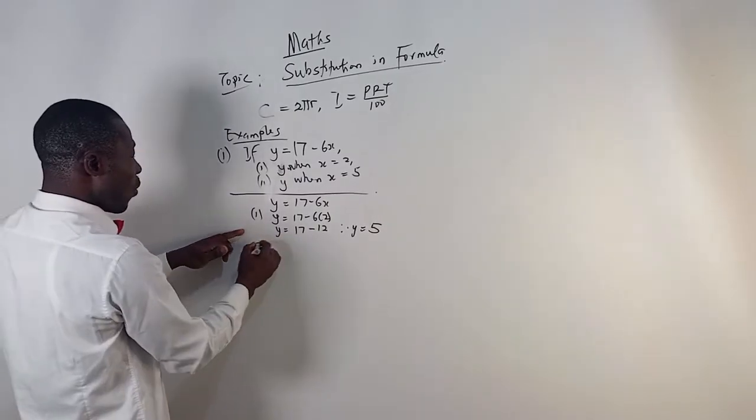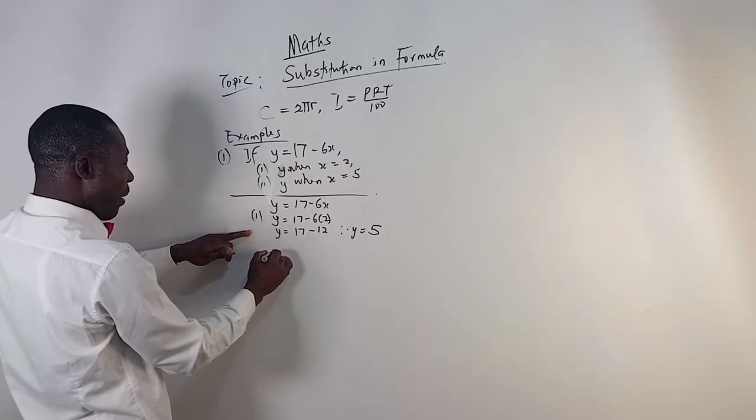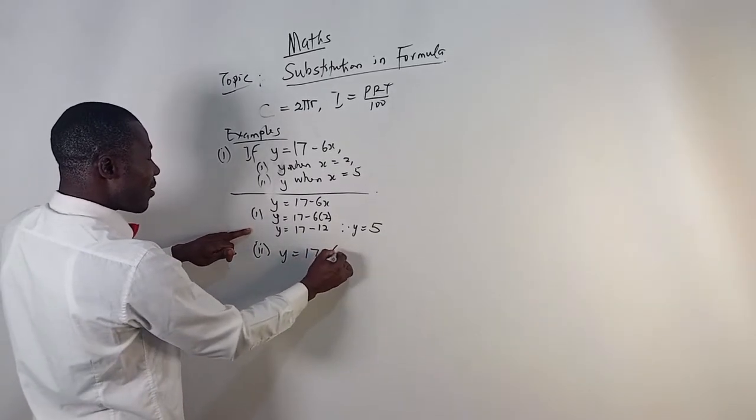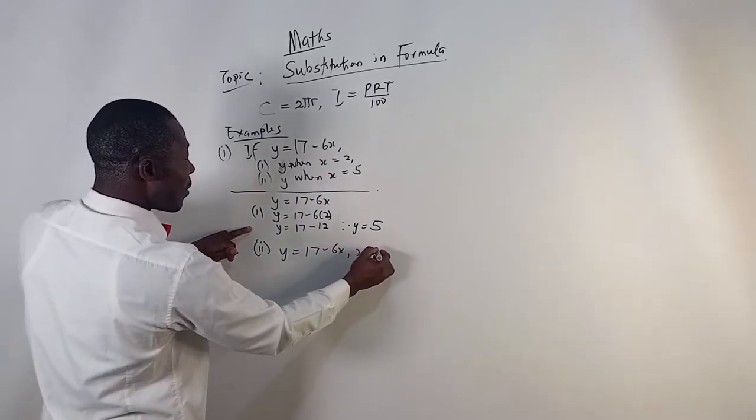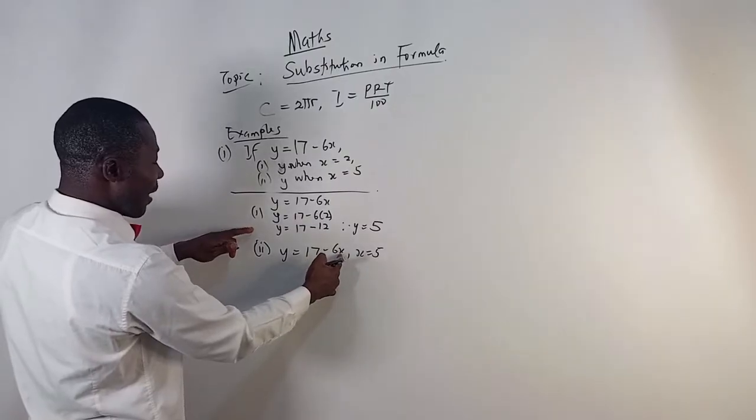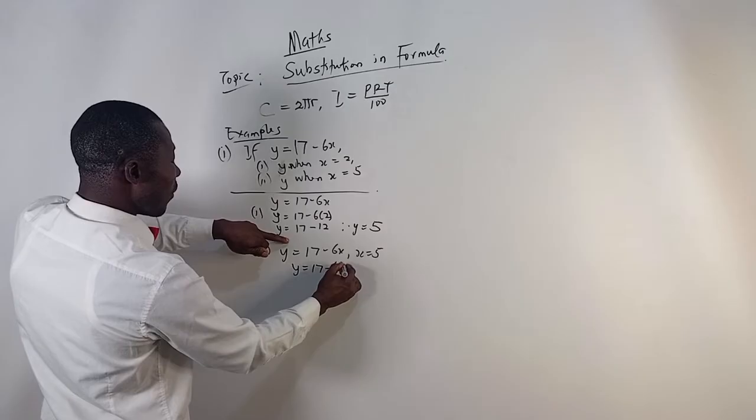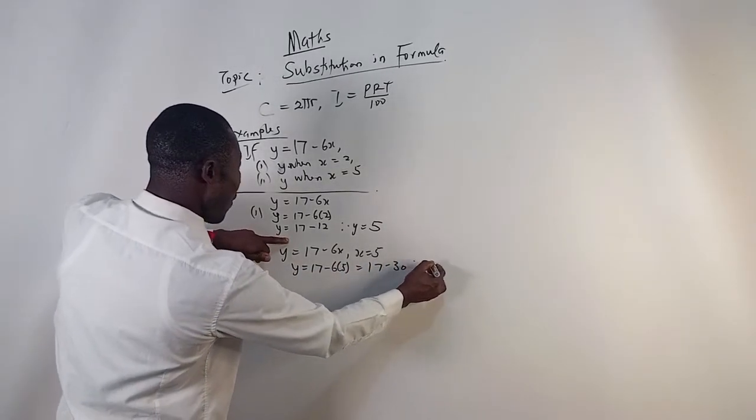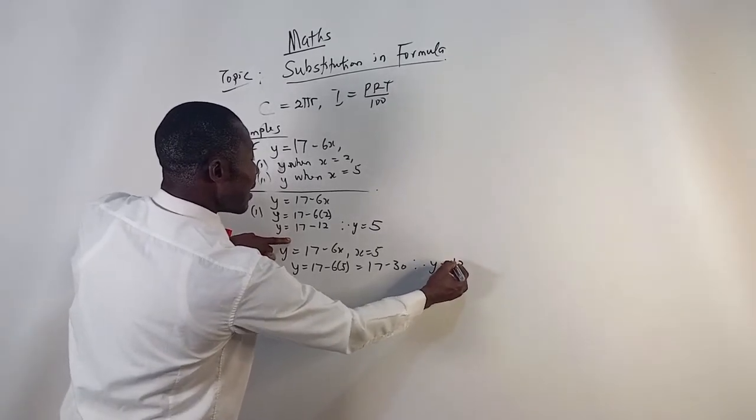Likewise, the second question, which says when x equals 5, our y still remains y equals 17 minus 6x. This time x equals 5. We'll now put 5 here. We now have y equal to 17 minus 6 times 5, which is the same thing as 17 minus 30. Therefore, y equals minus 13.